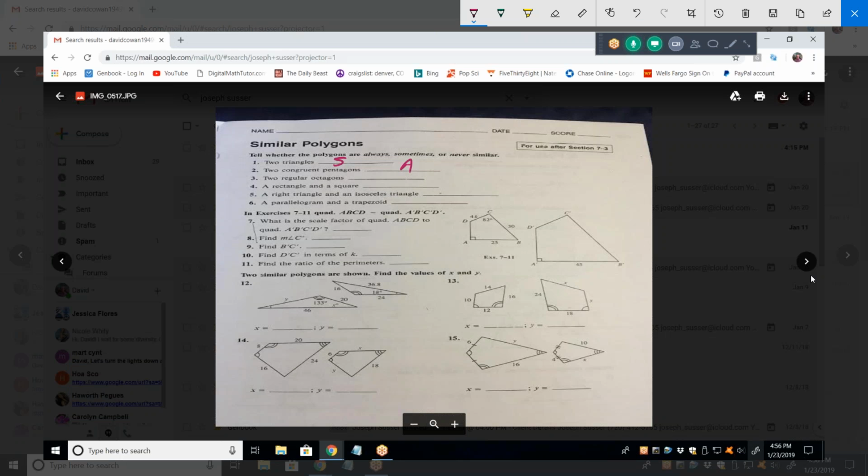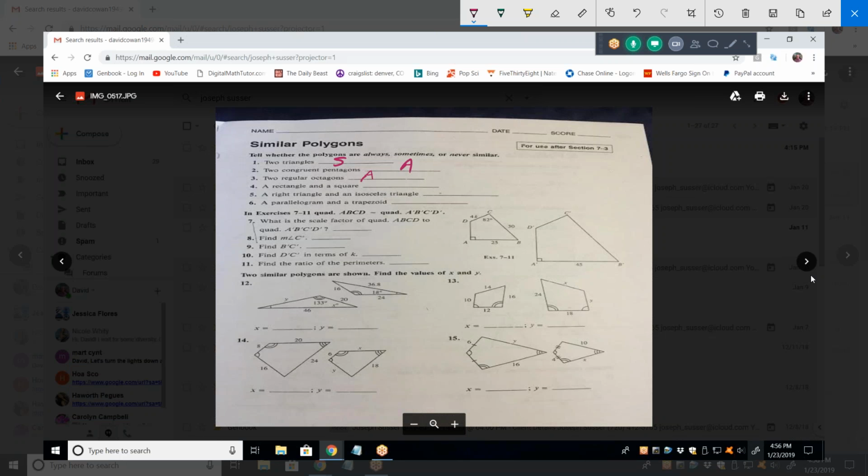2 regular octagons. That's always true, because they're all the same length. Yeah, they can be different sizes, but they're always similar. A rectangle and a square.